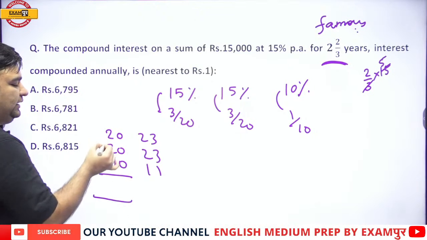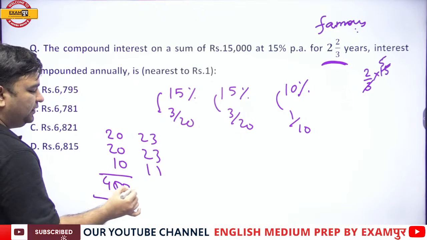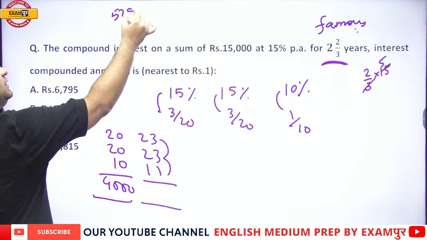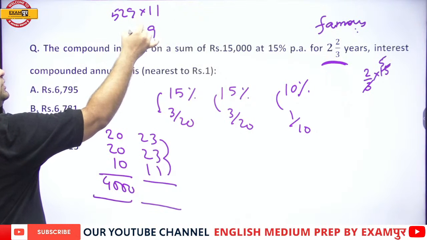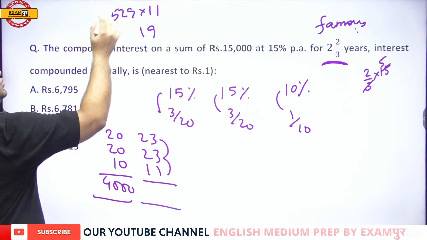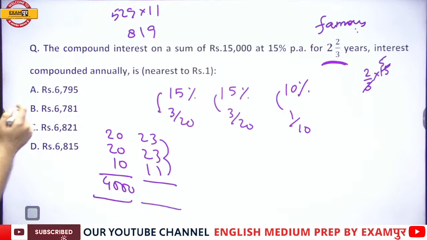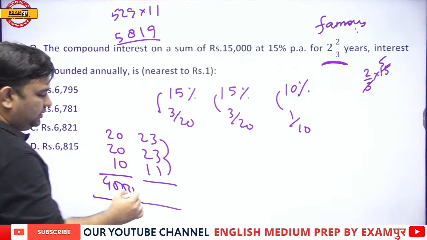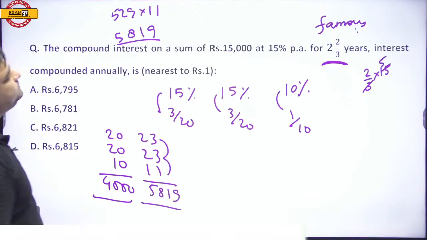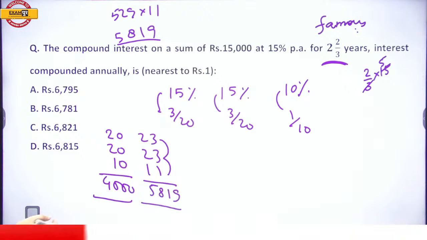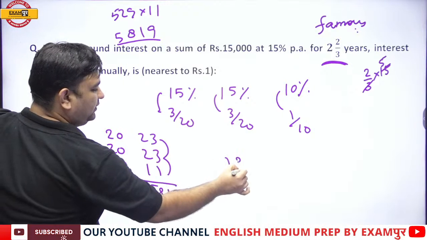So 400 into 100, 4,000 will become 529 into 11. 9 plus 2, 11, 1. 5 plus 2, 7 plus 1, 8. 5819. But they are asking the compound interest, so it's 1819.